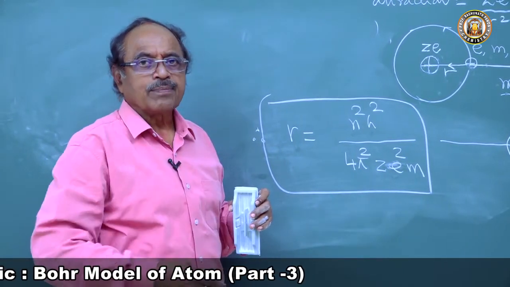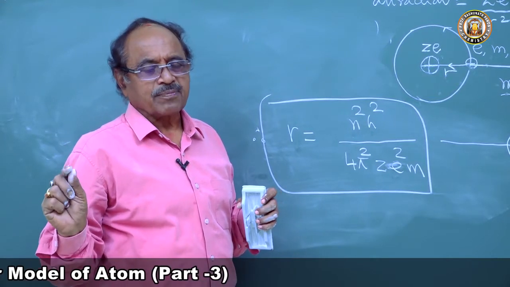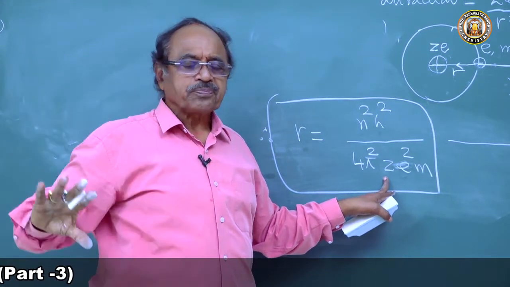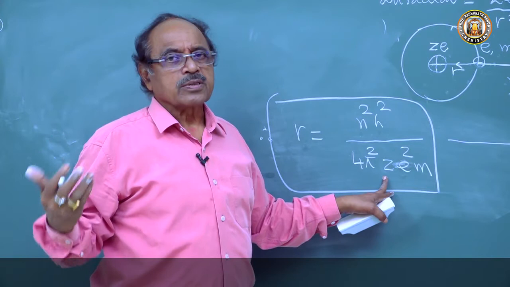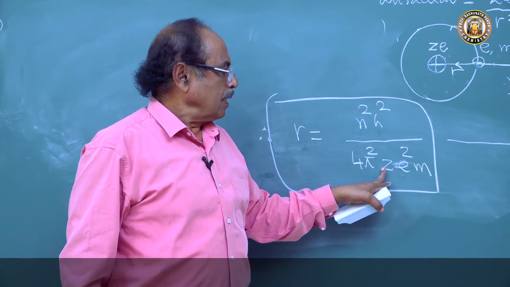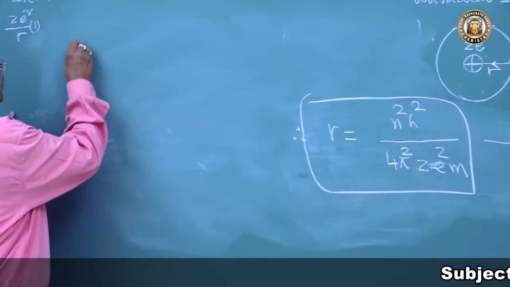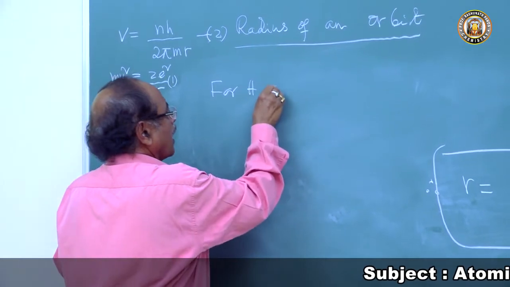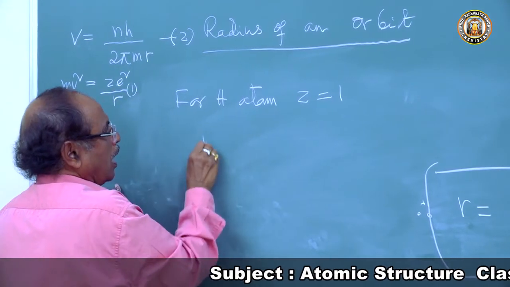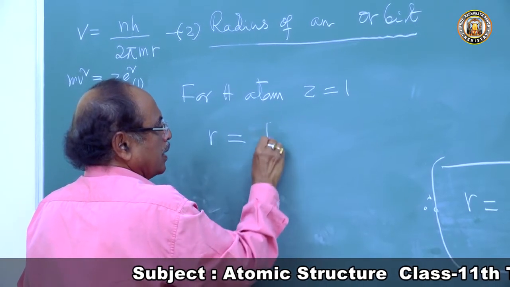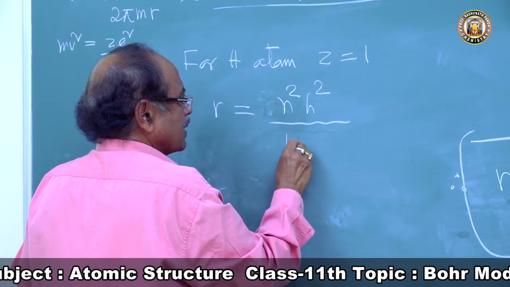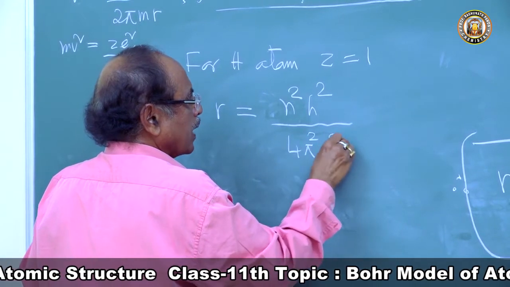So, I am calculating Bohr's radius of orbit. He calculated for the hydrogen atom because he first wanted to explain the hydrogen spectrum perfectly, which was a big question for them. So he put Z equal to 1 for the hydrogen atom. Therefore, r = n²h²/4π²e²m.